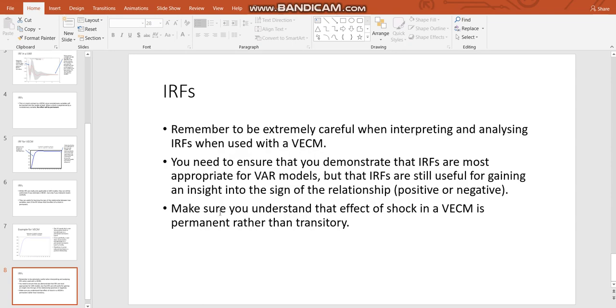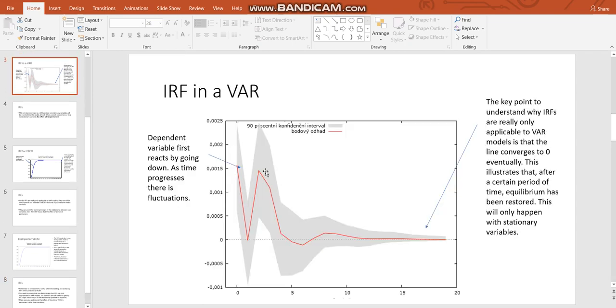And then finally, just include a sentence or two about showing that you know that the effect of a shock in a vacuum is permanent rather than transitory, as opposed to in a VAR. That's a transitory IRF right there, because you have all your fluctuations and then finally it goes back to zero.